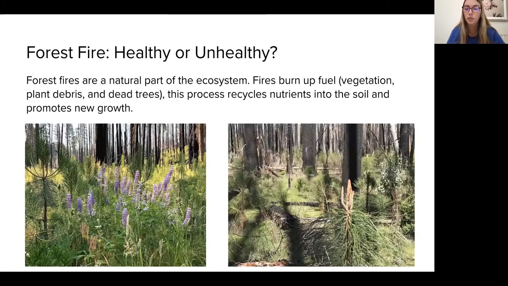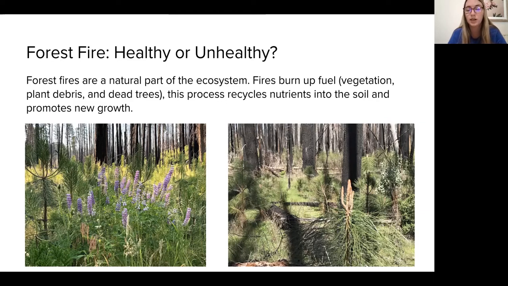I want to talk a little bit about wildfire because it's a very important part of forest ecosystems. So, is it healthy or unhealthy? And the answer is simply that it is both. Forest fires are a natural part of the forest ecosystem.